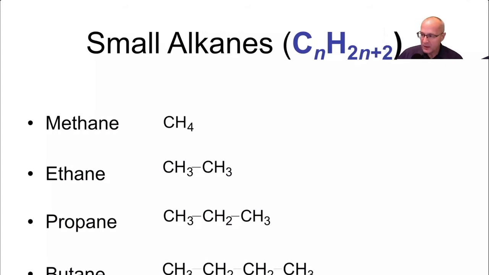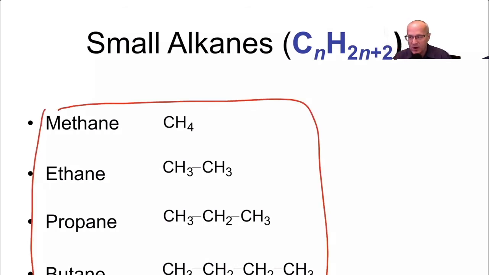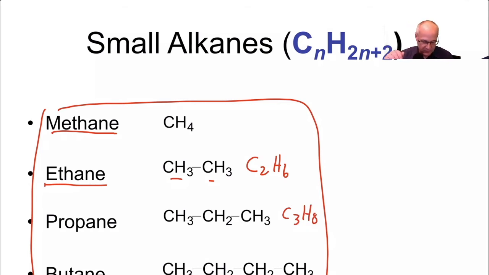All right, here are the first four hydrocarbons. You have to know the first 10, but these are the four hardest ones because they're the ones that don't follow geometry rules. After C4, you follow geometry. So CH4 is methane, CH3CH3 or C2H6 is known as ethane, C3H8 is propane.